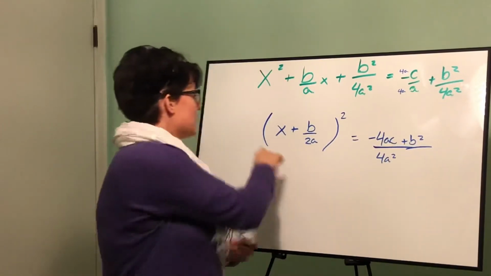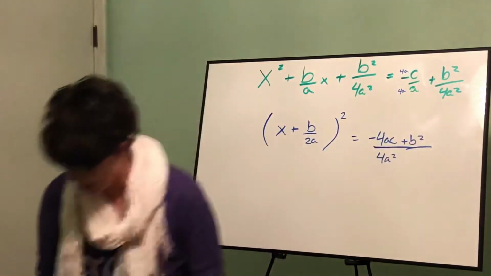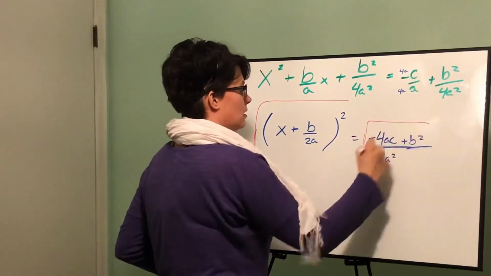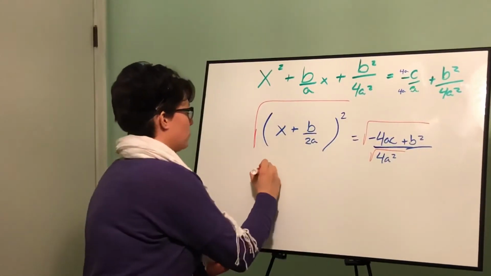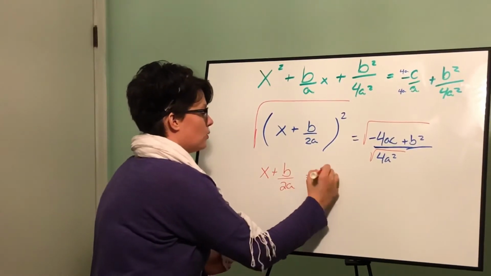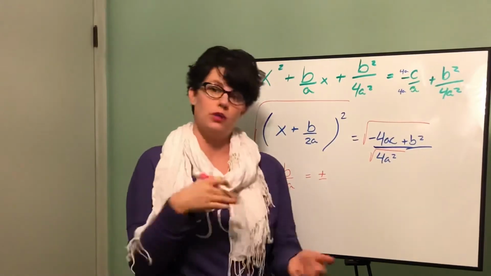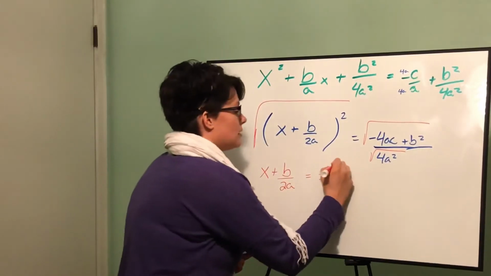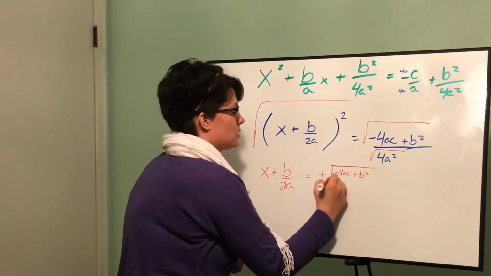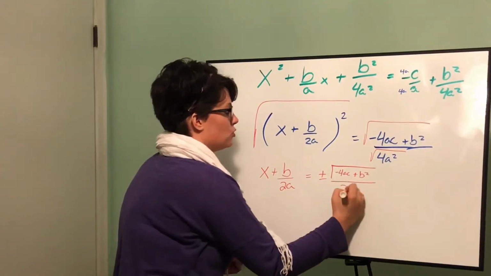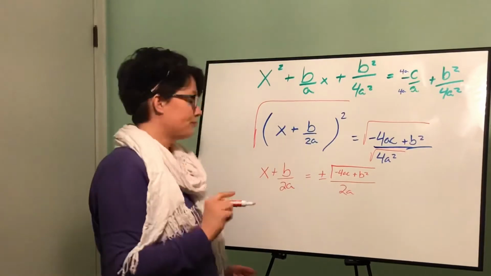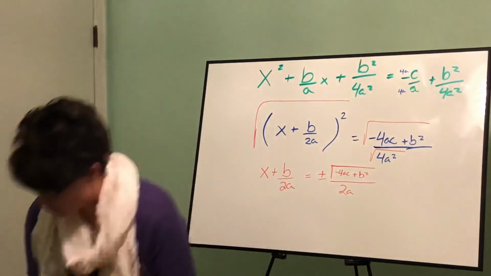The next step is to take the square root of both of these sides. And so that would give you x plus b over 2a equals plus and minus, because whenever you take a square root, you get plus and minus. Plus and minus the square root of negative 4ac plus b squared over 2a, because the square root of 4a squared would be 2a.